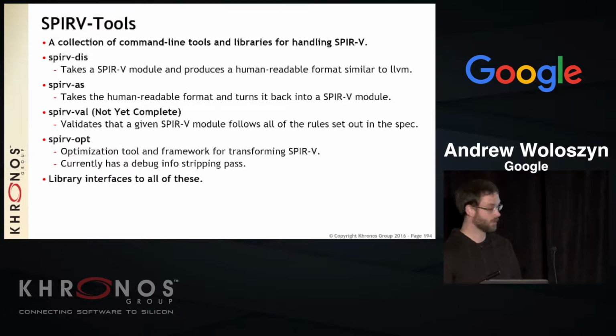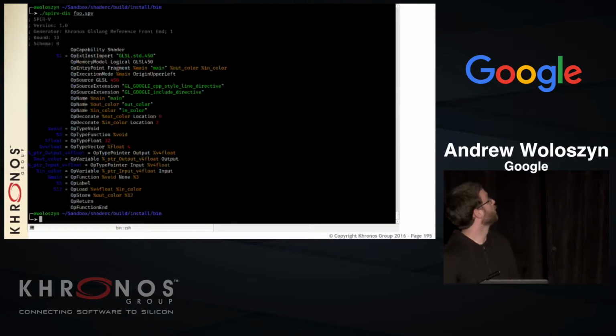And just released is spirv-opt, an optimization tool and framework for transforming SPIR-V. Currently it has one pass which strips debug info. And there are library interfaces to all of these. They're all C library interfaces. So there's the output of the disassembler. It's all nice and colorized, thanks to Codeplay for most of that. They did the original work.